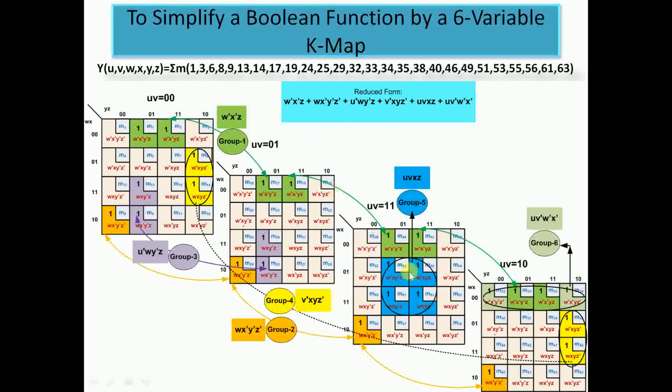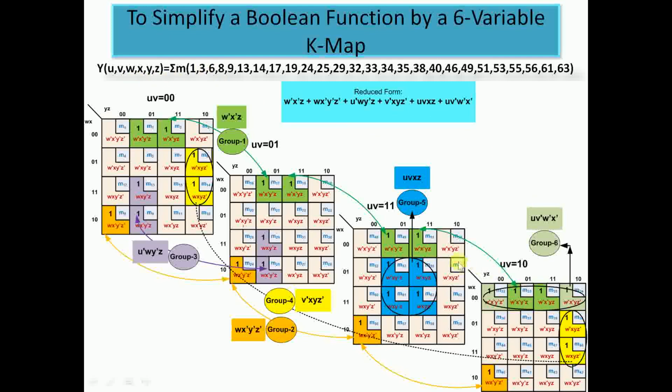So like this we have the reduced form for all the groups, and now we combine all these reduced forms to get the overall function in reduced form as W bar X bar Z, or W X bar Y bar Z bar, or U bar W Y bar Z, or V bar X Y Z bar, or UVXZ, or U V bar W bar X bar.